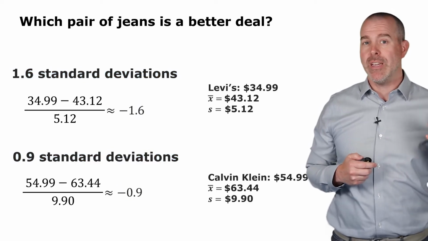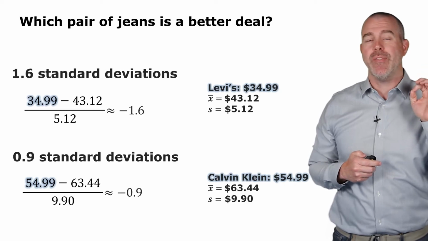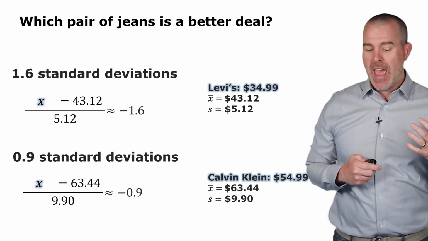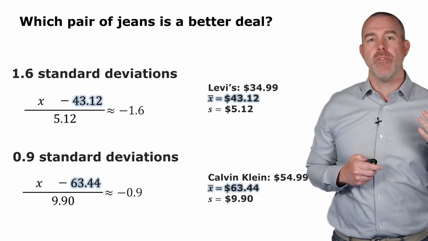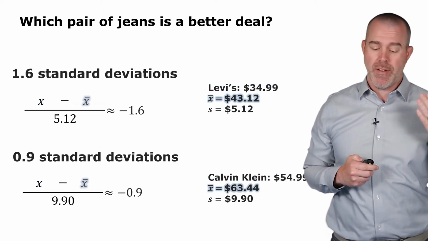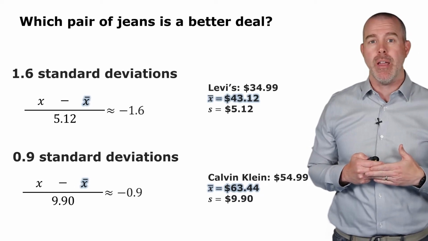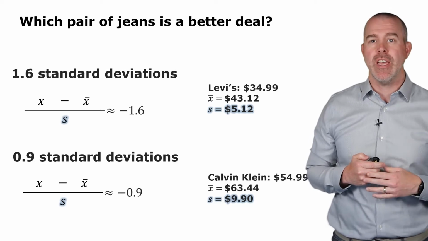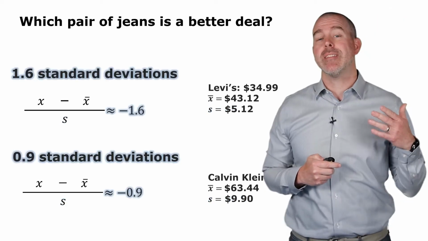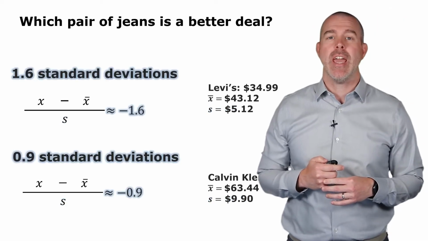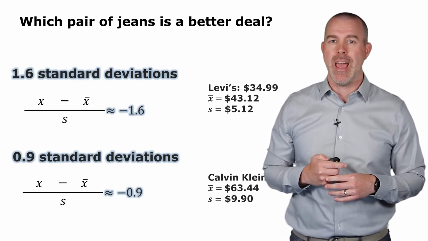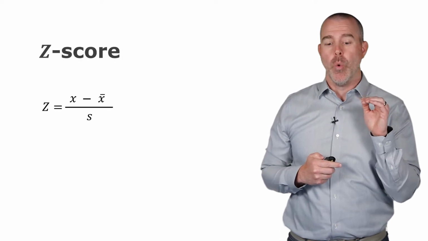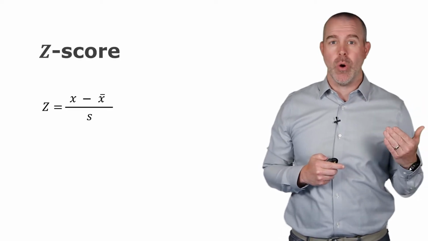Okay, if we look at these calculations, the $34.99 and the $54.99 are the original prices. Let's call those X. And then the $43.12 and the $63.44 are the sample means. We have our notation for that. We know it's X bar. And then in the denominator, we have the standard deviations, S. And that gets us the number of standard deviations, negative 1.6 and negative 0.9. Let's focus on that X minus X bar over S. We're going to call this the Z-score, Z.